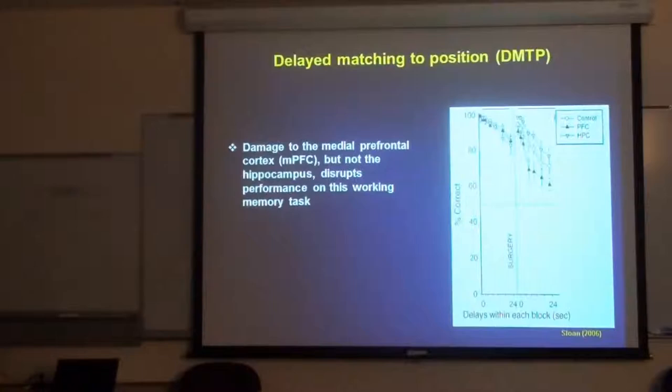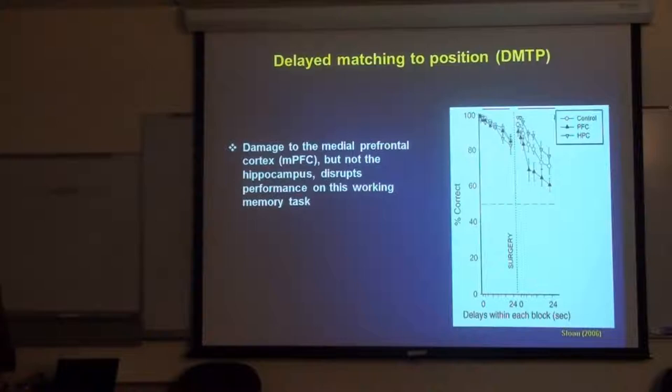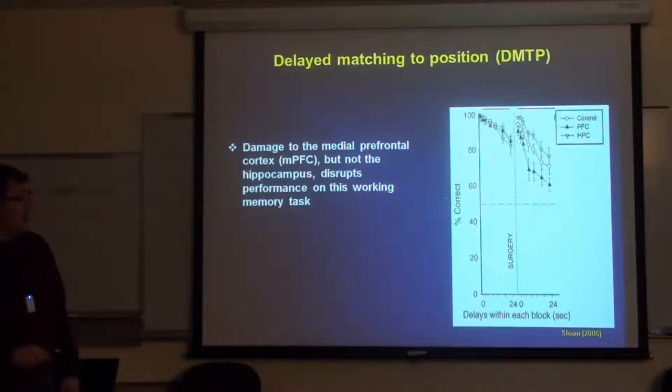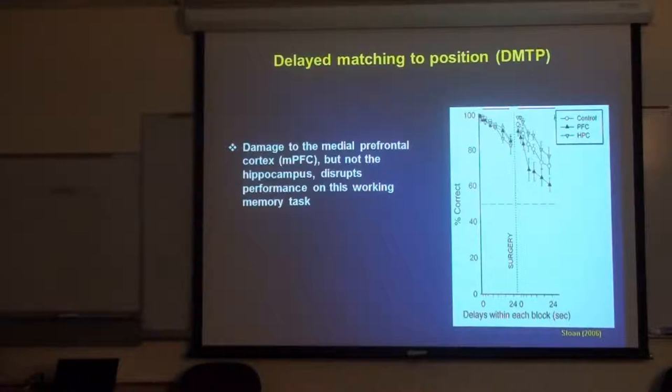Oh, wait, back up. The reason why we chose this task is because we know it's sensitive to lesions of the medial prefrontal cortex. So remember, our hypothesis is the prefrontal cortex is altered in some way. This task is very sensitive to medial prefrontal cortex function and not to hippocampal function, because if you make a lesion in the medial prefrontal cortex, their accuracy decreases significantly as you increase the delay. So their working memory is compromised as you increase the delay after they've been given a lesion to the medial prefrontal cortex, which suggests you need your mPFC in order to accurately use your working memory and perform.